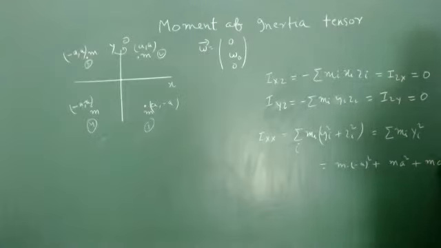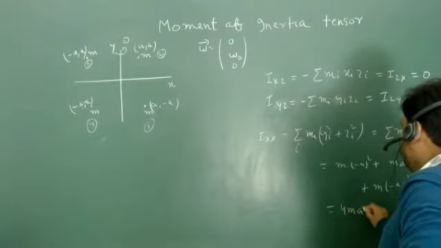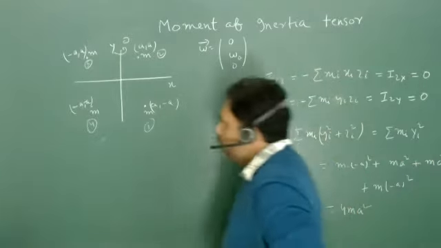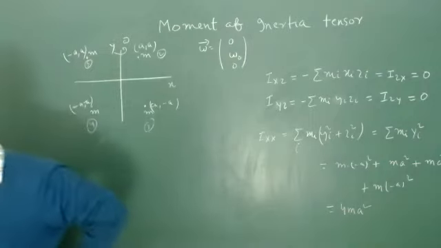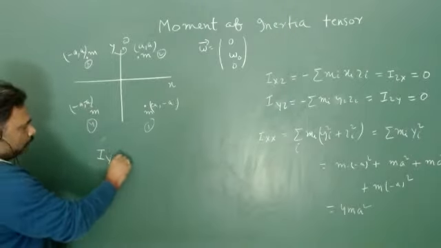M into a square. What is fourth mass? M into minus M into minus a square. So this is nothing but 4 ma square. Okay, so this is your Ixx. Similarly, we can go for Iyy.